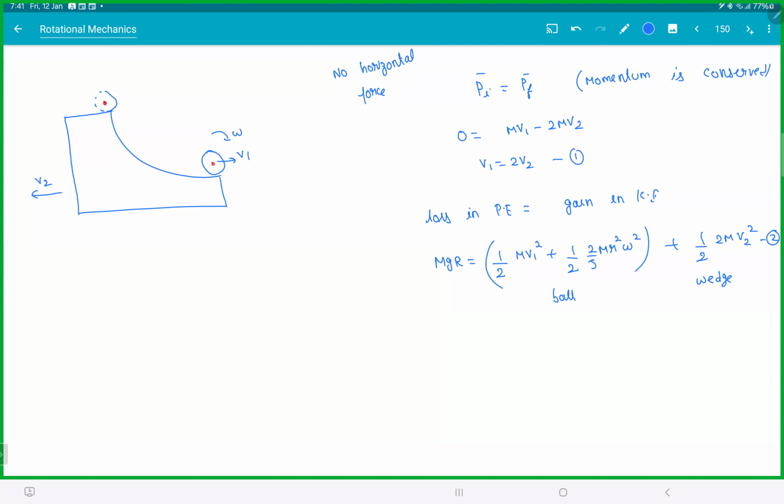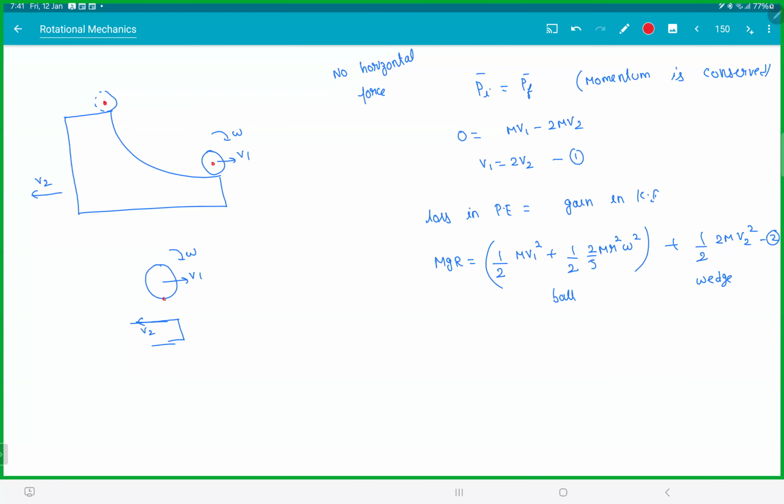Till here, actually, most people get it. Then they do the goof up. They write v is equal to R omega. What is the no slipping condition? See clearly here. This guy is going with v1 and this guy is going with omega. The bottom surface is going with v2 backward.